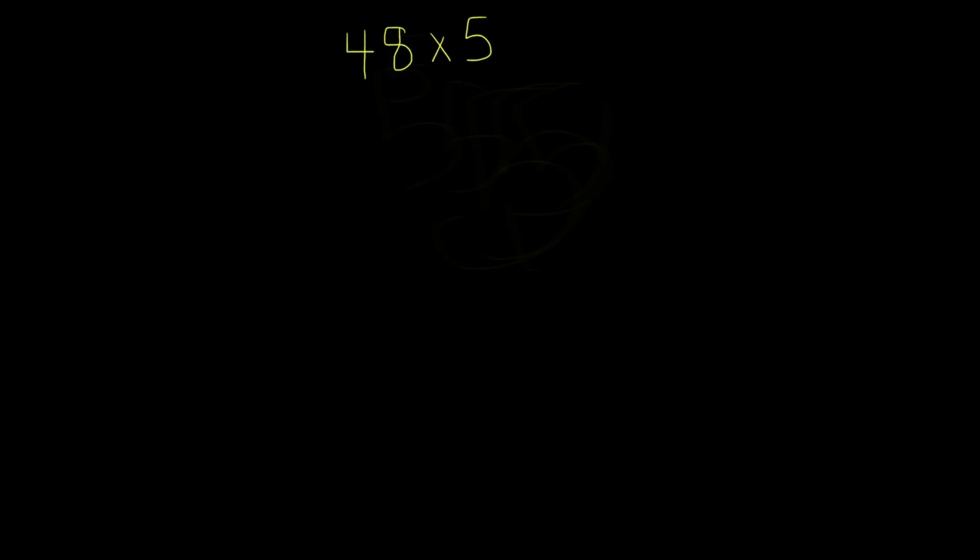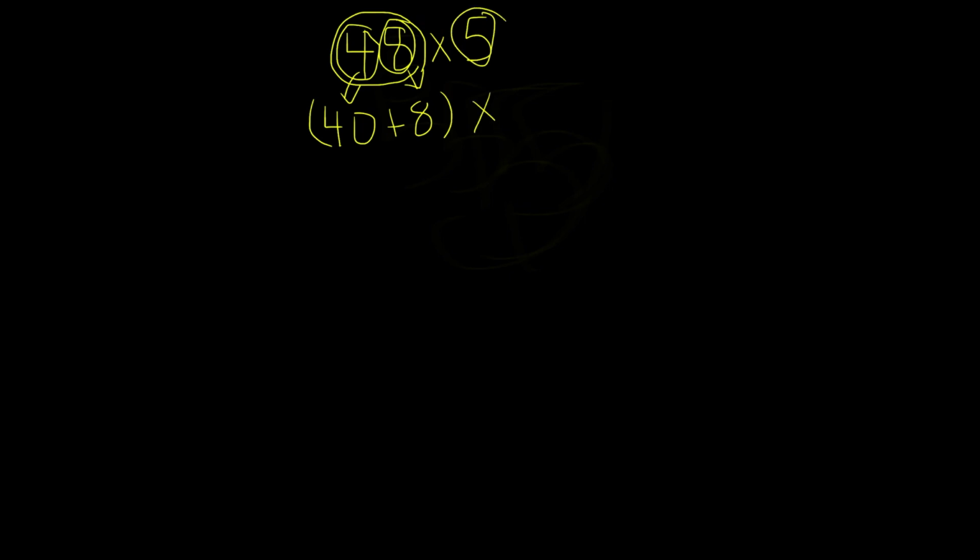In today's video, I'm going to be teaching you guys the distributive property of multiplication. So right here, we have 48 times 5. And the distributive property states that we could break this 48 into 40 plus 8. The 40 comes from this 4, and the 8 comes from the 8. And the distributive property states that we can multiply this with 5. So 48 times 5 is essentially equal to 40 plus 8 times 5. And that's what the distributive property states.